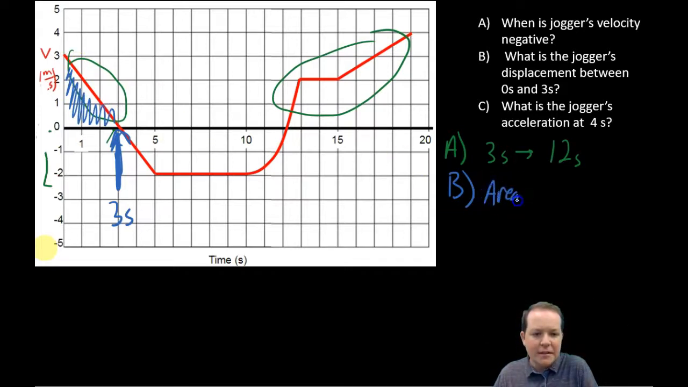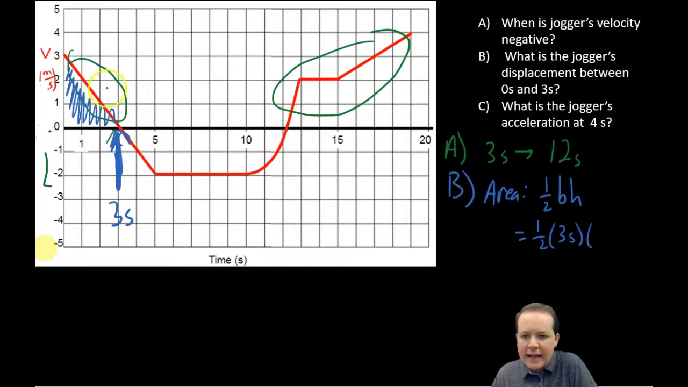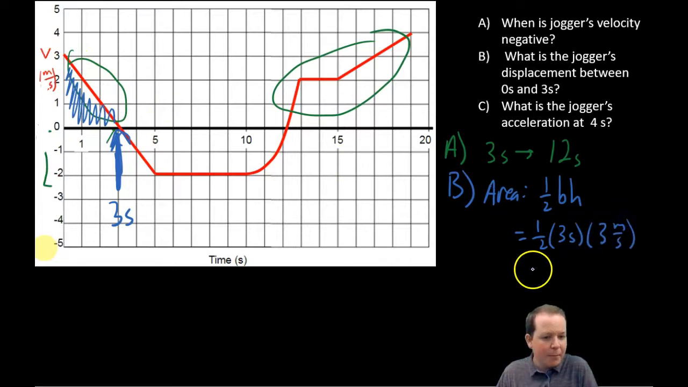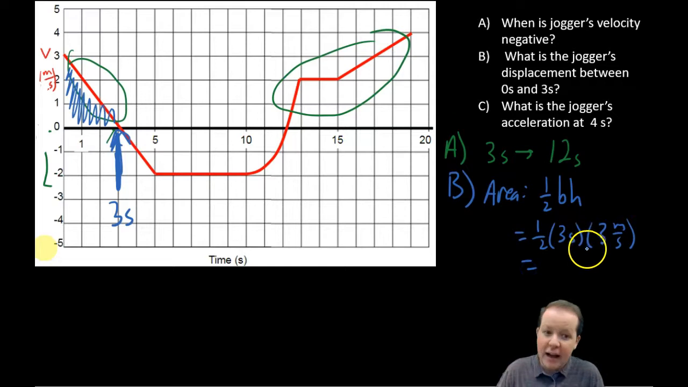The area in this case is a triangle again, just like before. So 1/2 base times height. What is the base? It's 3 seconds. So 1/2 times 3 seconds. What's the height? It goes up to 3 meters per second. So a bit of a math problem. Now 3 times 3 is 9. 9 times 1/2, that's 4.5, and that's meters.